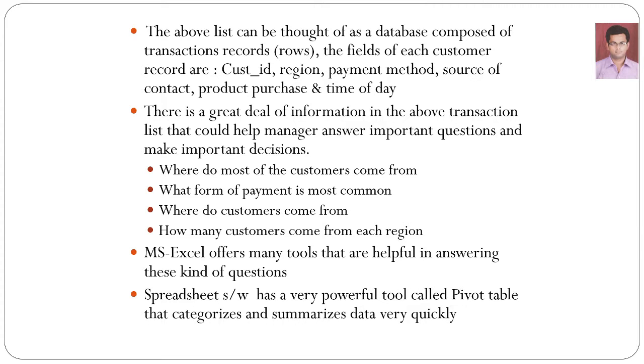The above list can be thought of as a database composed of transaction records. The fields of each customer record are customer ID, region, payment method, source of contact, product purchases, and time of the day. There is a great deal of information in the above transactions that could help managers answer important questions and make important decisions.